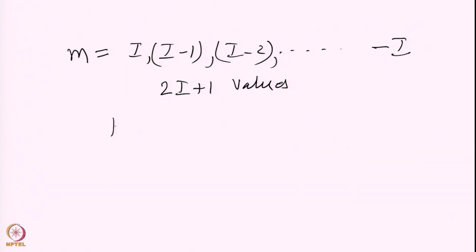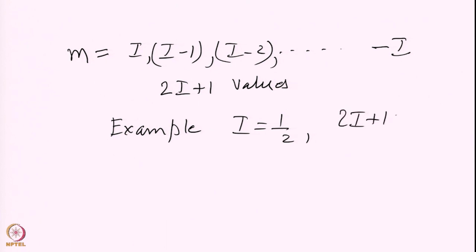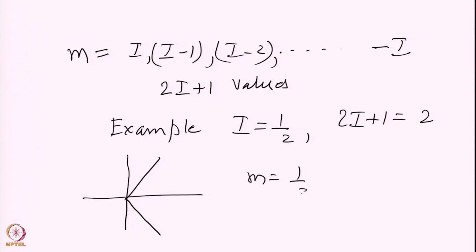For example, if I is equal to half, how many will be there? 2I plus 1 is equal to 2. So there will be 2 possible orientations. I can represent them like this. I can have one orientation like this, another orientation like this, because m can take values half and minus half. So the z component will be half h cross and minus half h cross.